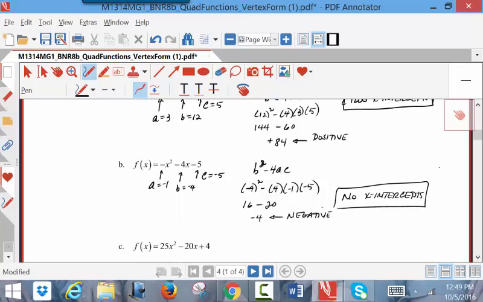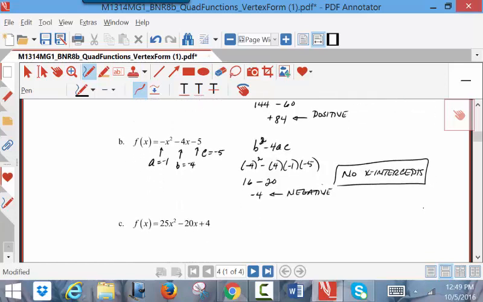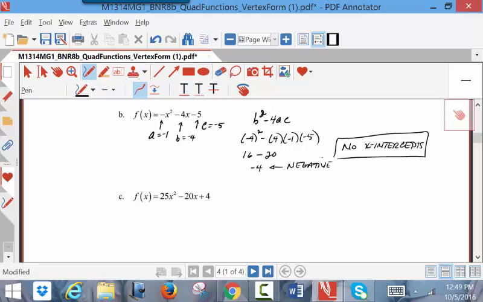All right, and I think there's one more. Yeah, here's one more example. Again, the same question. In this case, A is 25, a pretty big number. B is negative 20. And C is a positive 4.